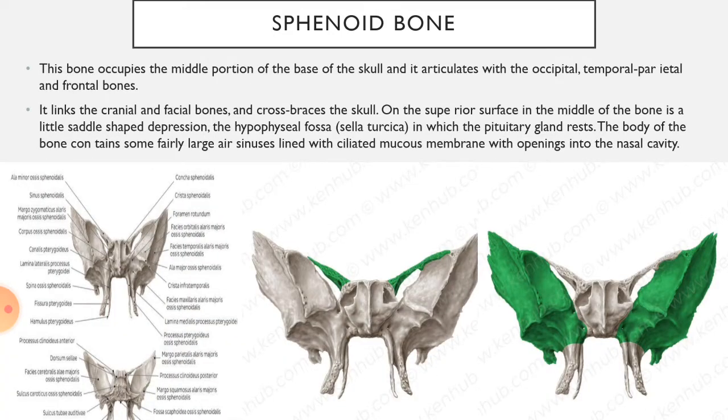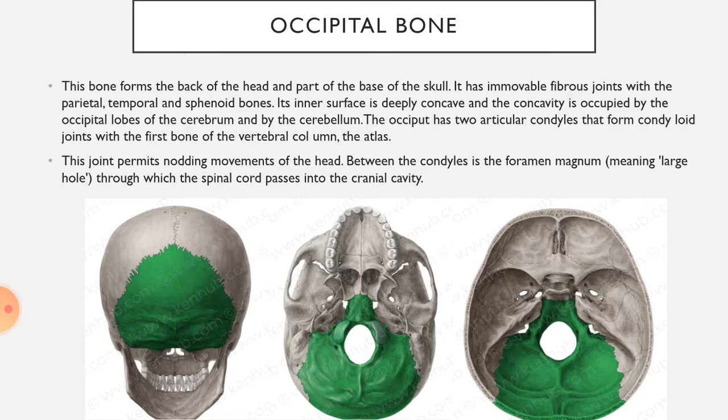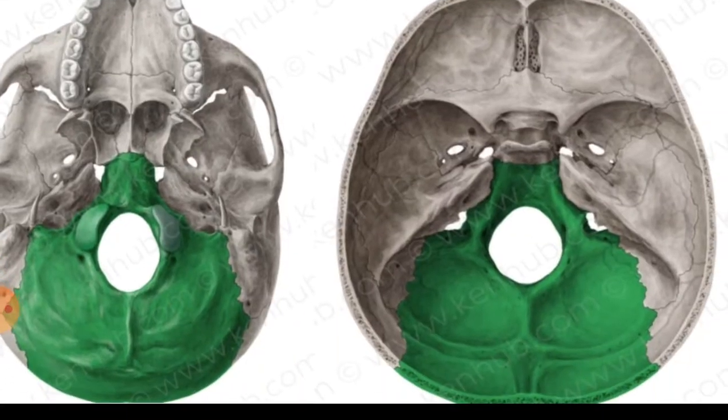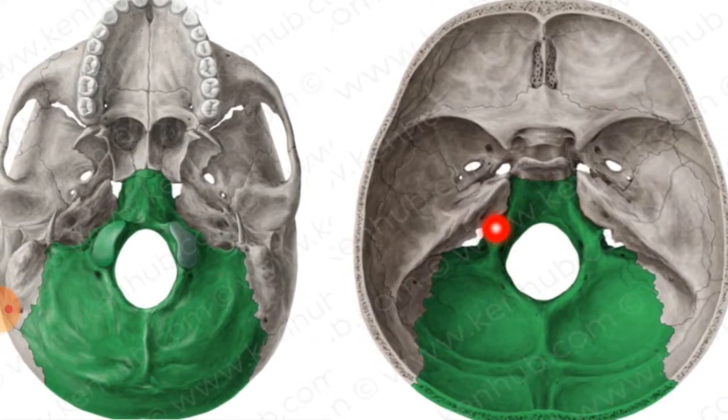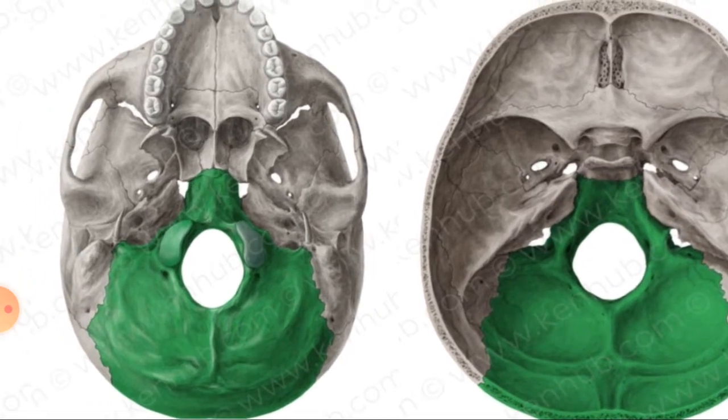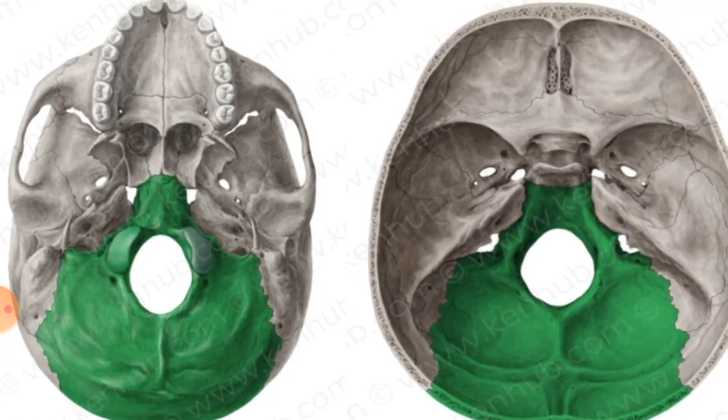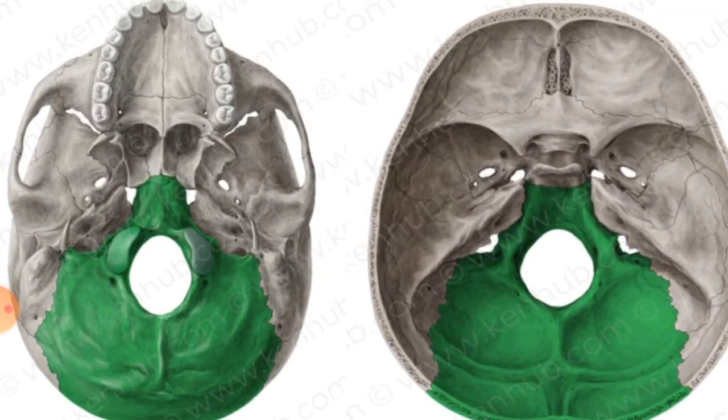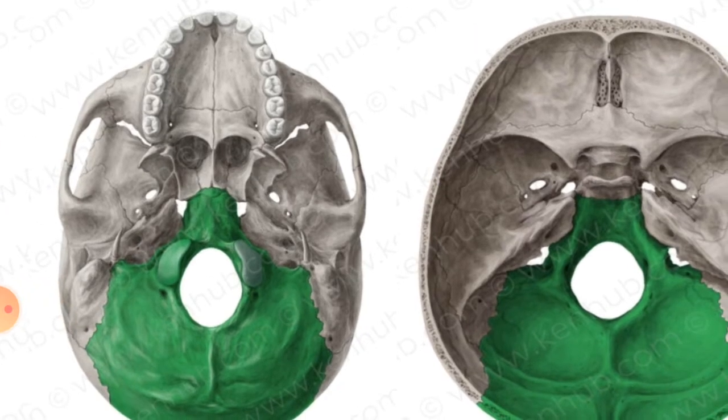Okay, then comes the sphenoid bone. Another important thing is this foramen here, which is called the foramen magnum, and this is a large hole, and this hole is responsible for the passage of the spinal cord.